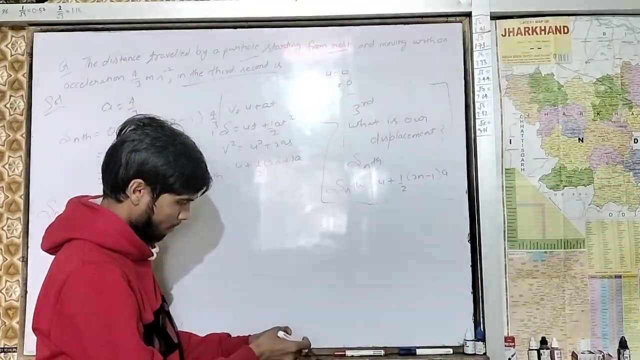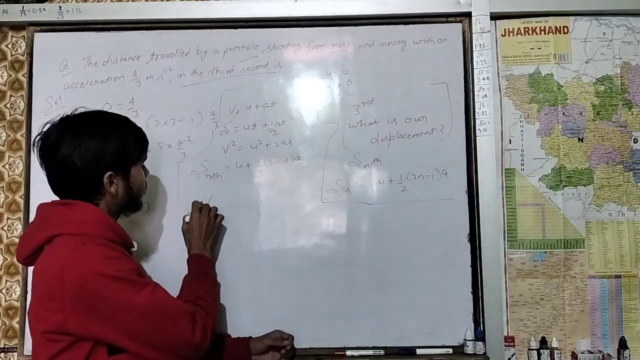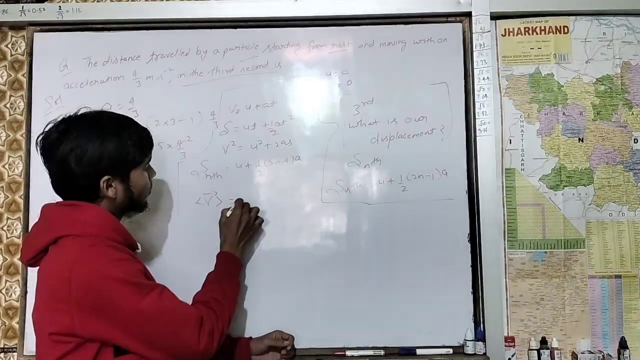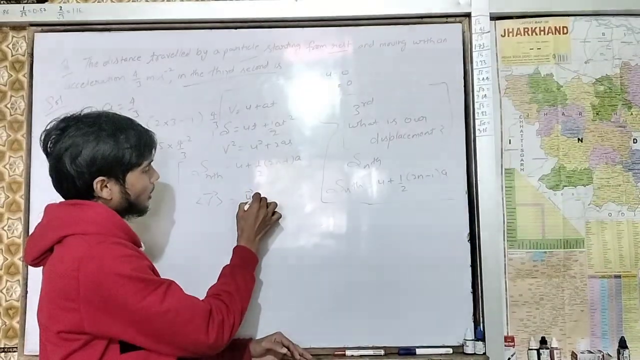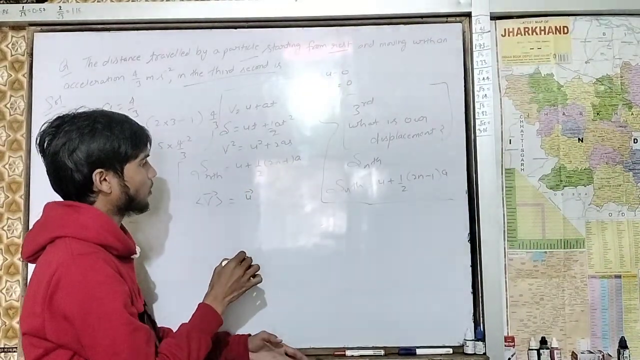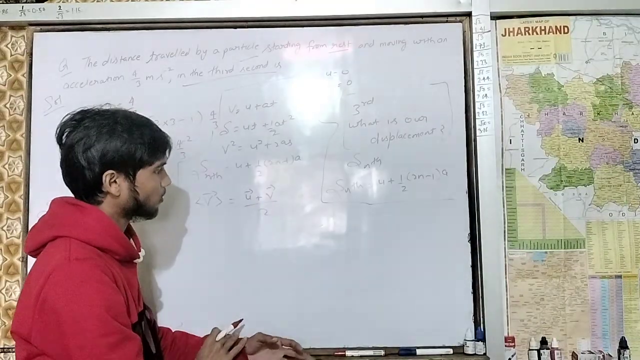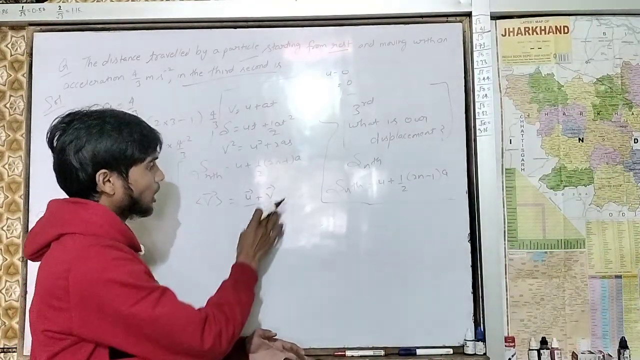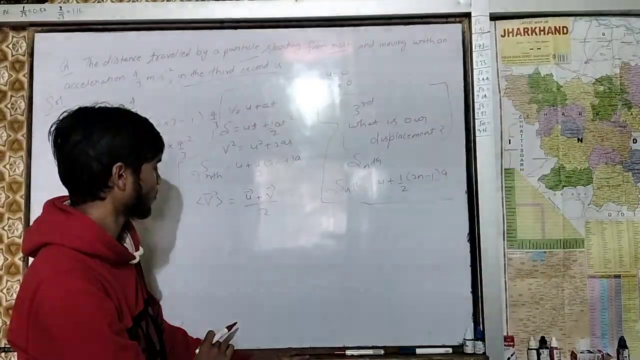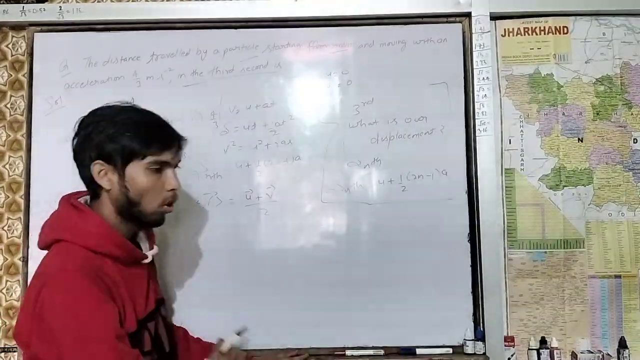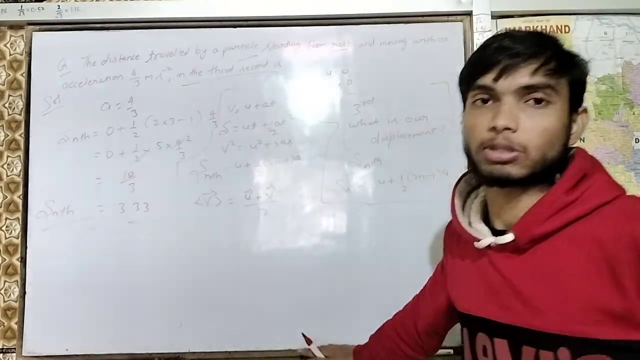Then we solved the average velocity formula, which is initial velocity plus final velocity upon 2. We have seen all these formulas and their uses with the questions.